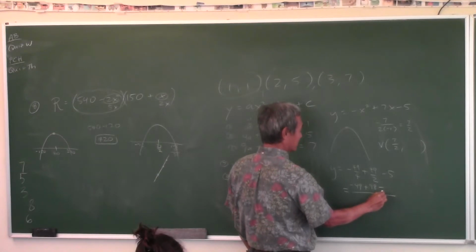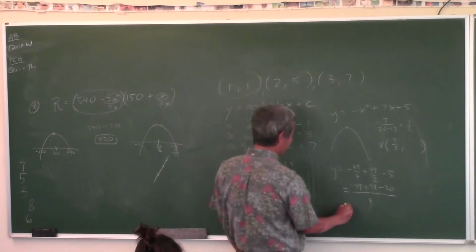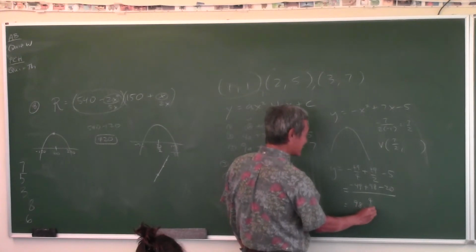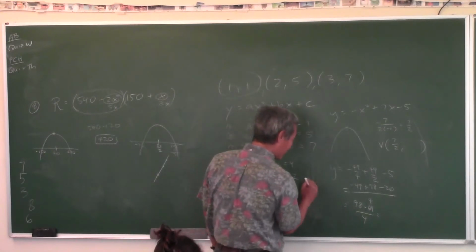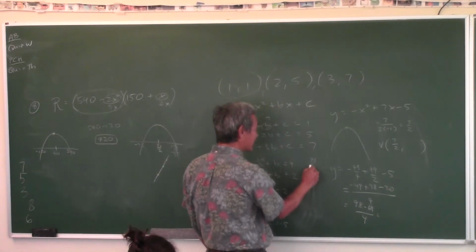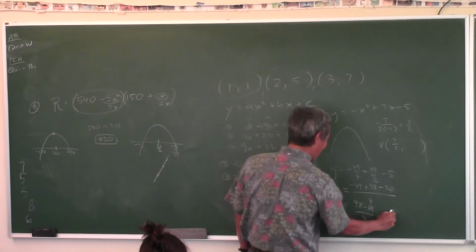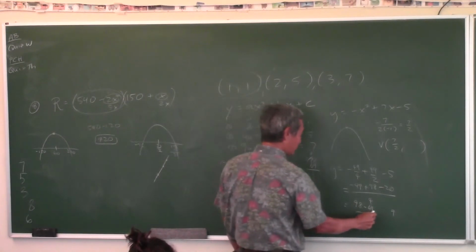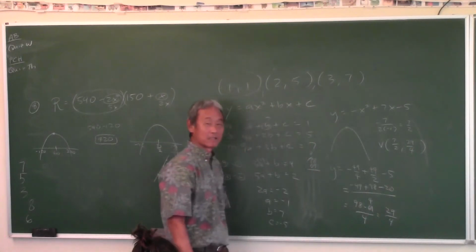Wait, is it? No, we did it right. Minus 20. No calculator now. What is 98 minus 69 over 4? Oh, you're going to have to borrow. 98 minus 69. 9. Borrow. 29 over 4. Can you guys repeat something like this on the test?